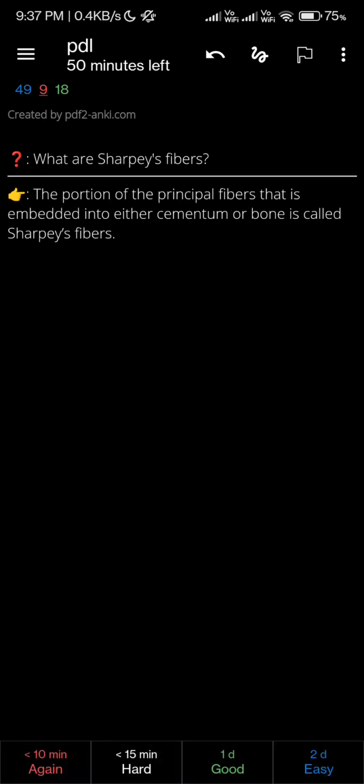So what are Sharpey's fibers? The extension of the principal fibers into the cementum and alveolar bone is actually called Sharpey's fibers. Principal fibers embedded into cementum or bone are called this extension. How many principal groups are there? We have five.